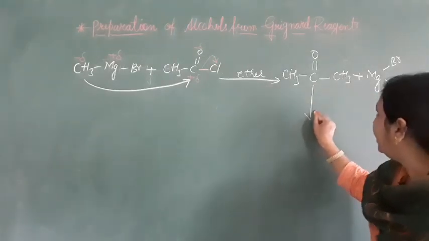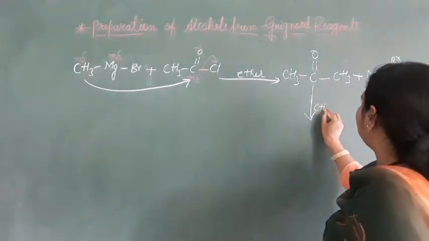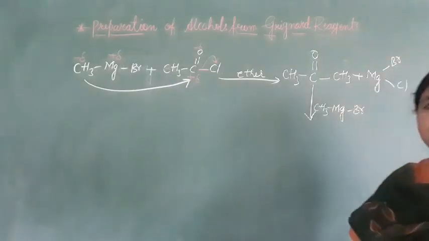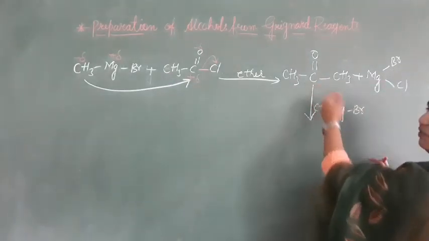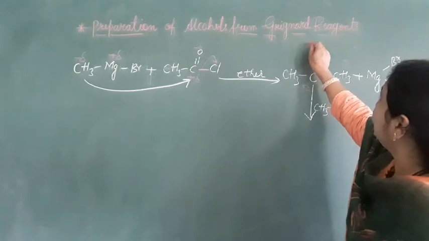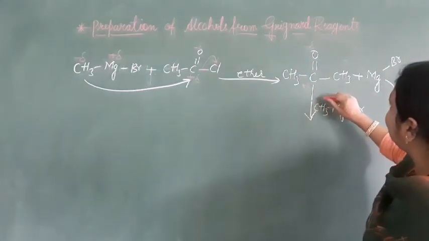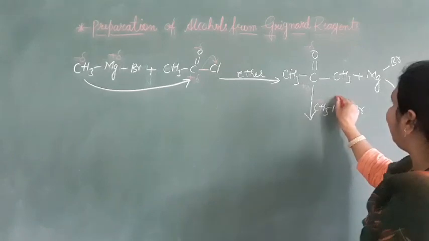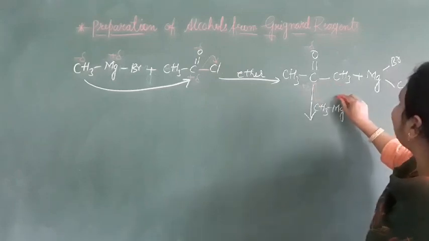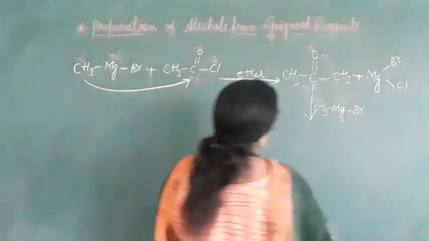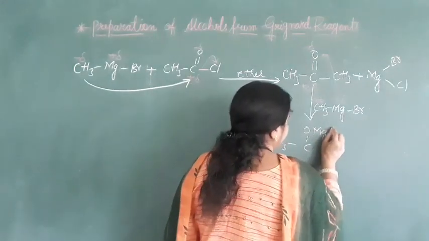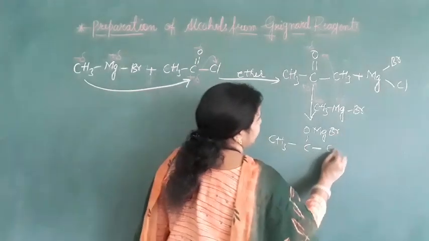So this acetone will further react with one more molecule of Grignard reagent, CH3MgBr. Now we know how we have seen for acetone, this carbon is partially positive, this oxygen is partially negative. So that's why this methyl group, which is partially negative, will go with this carbon, and magnesium, which is partially positive, will go with this oxygen. So we will get CH3COMgBr here, and here we have a CH3 as it is.